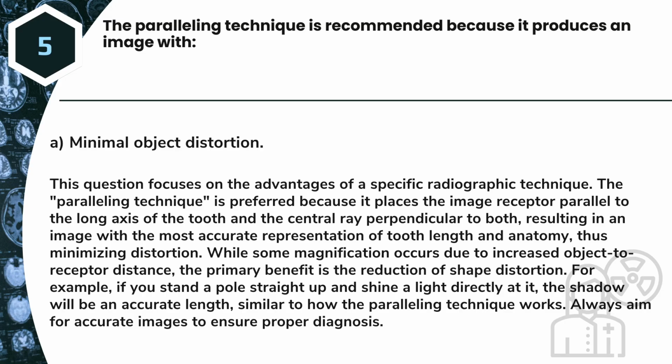Answer: A. Minimal object distortion. This question focuses on the advantages of a specific radiographic technique. The paralleling technique is preferred because it places the image receptor parallel to the long axis of the tooth and the central ray perpendicular to both, resulting in an image with the most accurate representation of tooth length and anatomy, thus minimizing distortion. While some magnification occurs due to increased object-to-receptor distance, the primary benefit is the reduction of shape distortion.